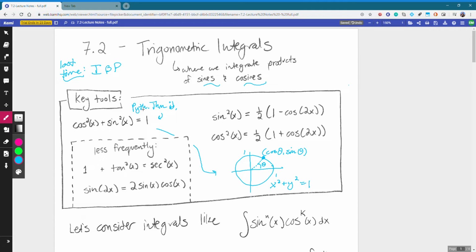And what this identity is going to be used for is as a way to take a cosine squared, if that comes up, and swap it out for something involving sine squared. Specifically, solving by tossing this over, it would be 1 minus sine squared. And it also works vice versa. If we have a sine squared, then we can use this equation to swap that out with something involving cosine squared.